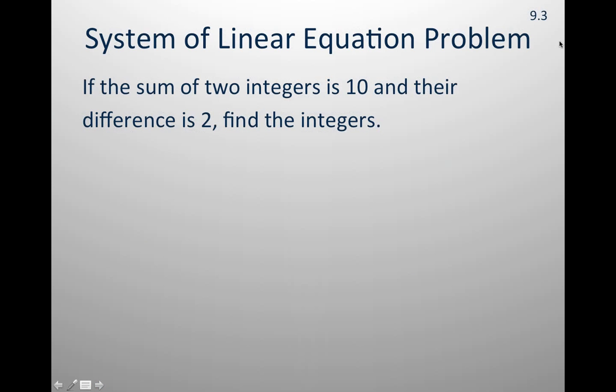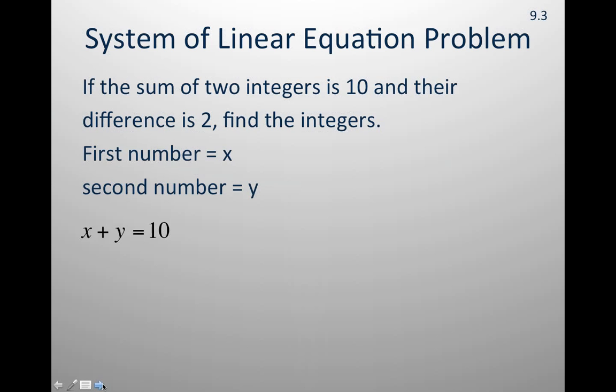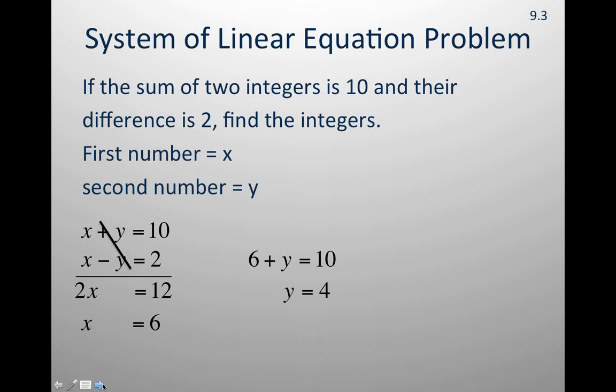Here's a problem that deals with systems of linear equations. If the sum of the two integers is 10 and their difference is 2, find the integers. Okay, so the first one's going to be x plus y equals 10. And then the second one is the difference, going to be x minus y equals 2. From here, we can use the addition method to eliminate the y's. Add the x's together, add the 10 and the 2 together. X will equal 6. From there, we can plug 6 back in for one of the x values and solve for y. Y will equal 4.